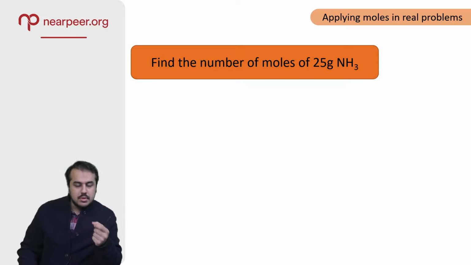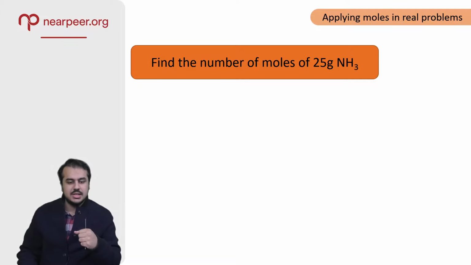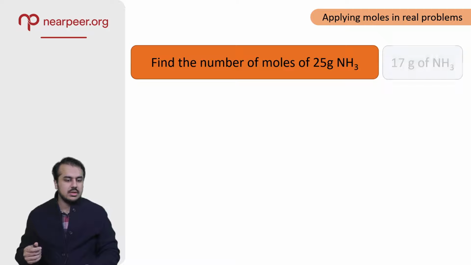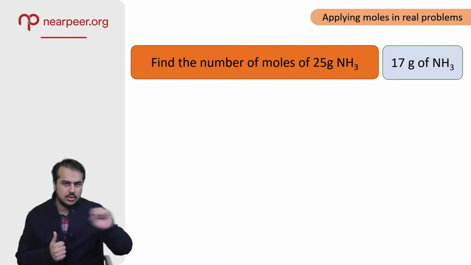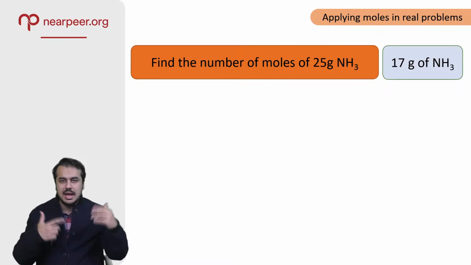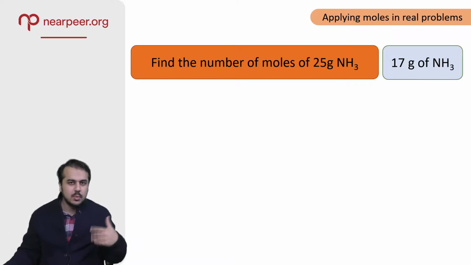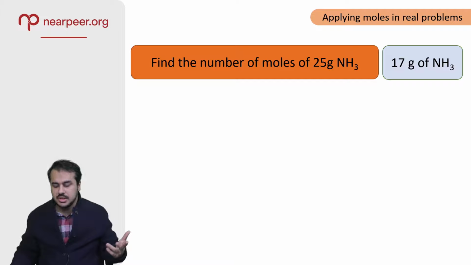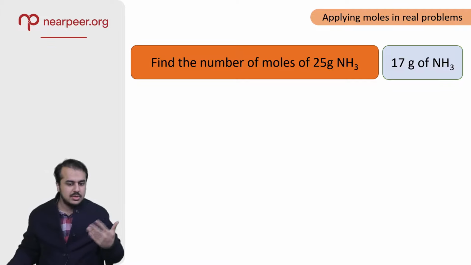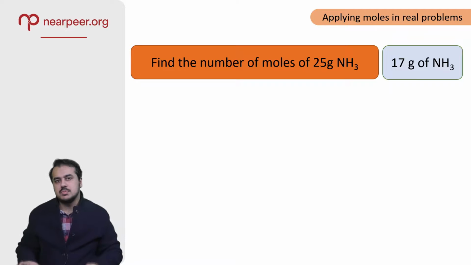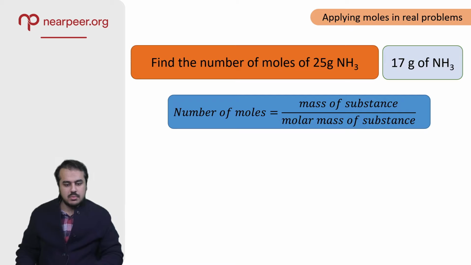Find the number of moles of 25 grams ammonia. Ammonia is NH3. Again, we need the molar mass of ammonia. We'll note that down on the side. You don't need to cram these values, by the way. Don't memorize molar masses. Over time, you will end up memorizing molar masses for certain things, but that's just your brain working everything out. You don't need to memorize most of it. Just memorize the formula.